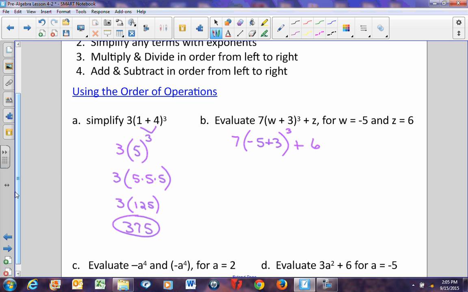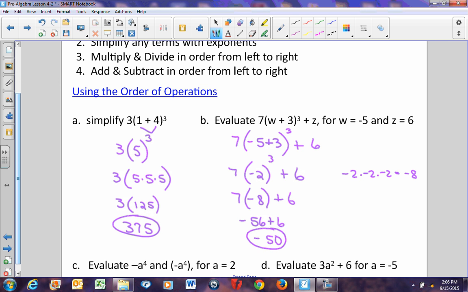So the first thing I need to do is negative 5 plus 3. So I have 7 times negative 5 plus 3, which is negative 2, cubed plus 6. Cubed is the same as third power. So negative 2 to the third power means negative 2 times negative 2 times negative 2, which is negative 8. So I have 7 times negative 8 plus 6. 7 times negative 8 is negative 56. Negative 56 plus 6 is negative 50.